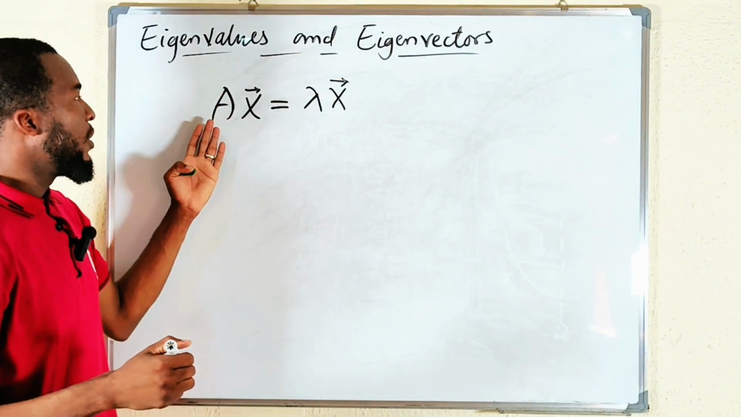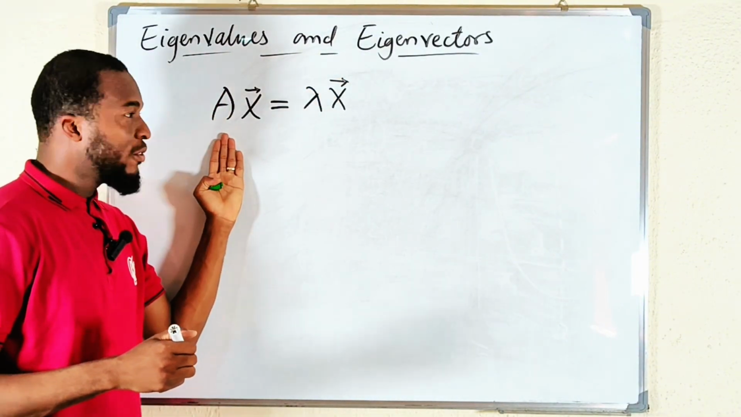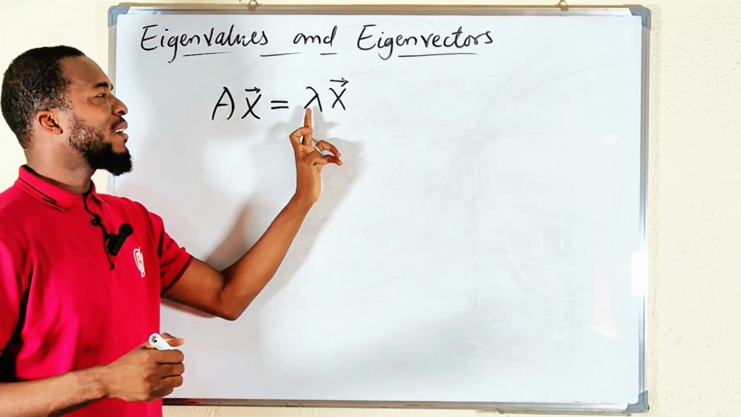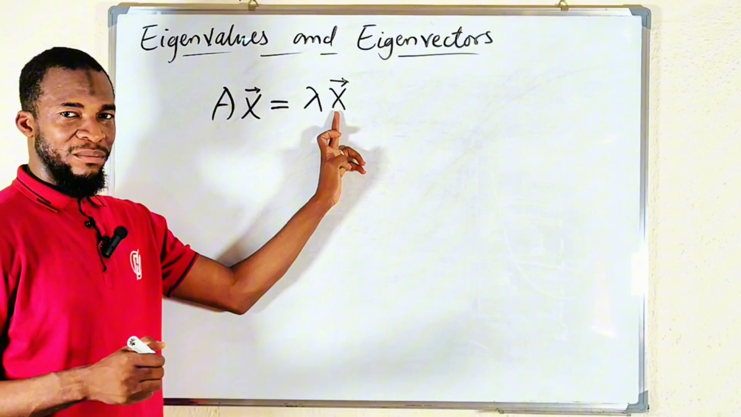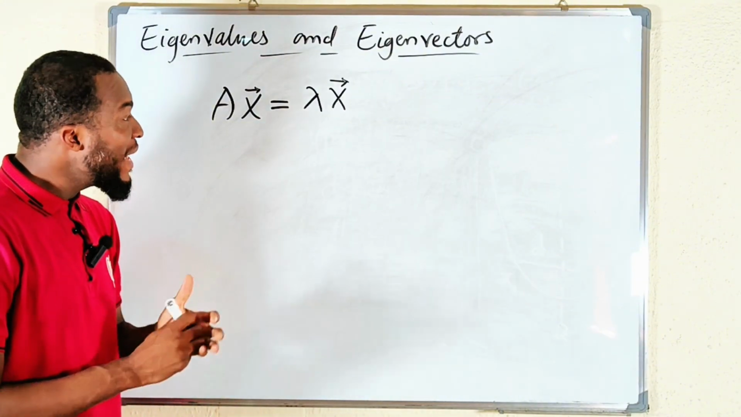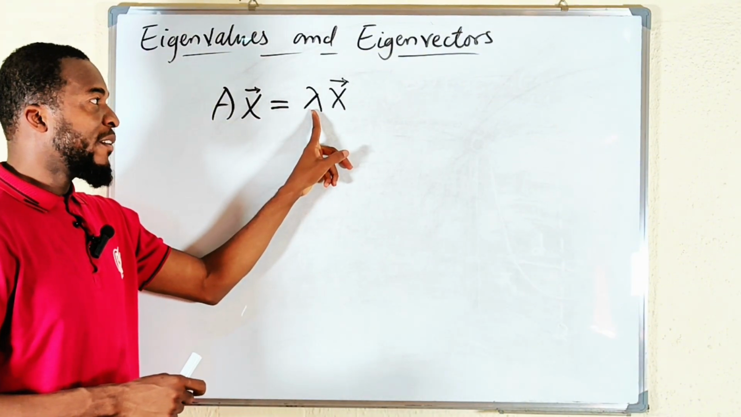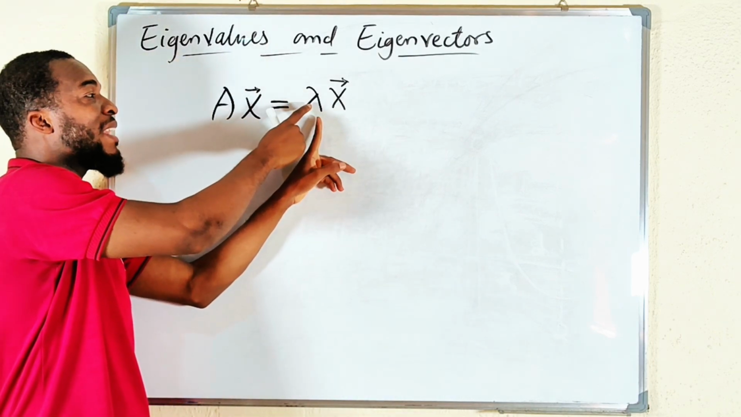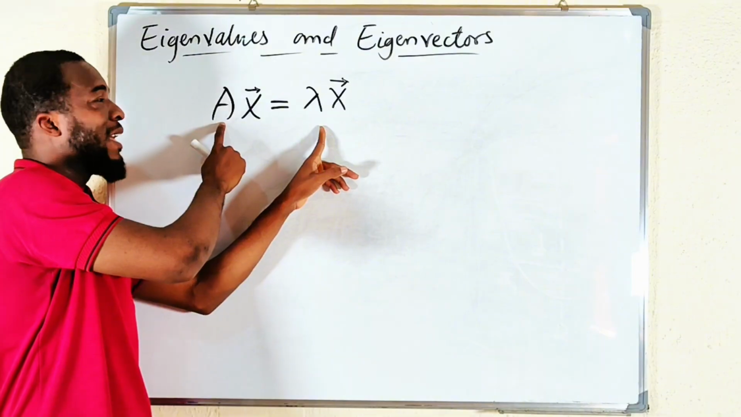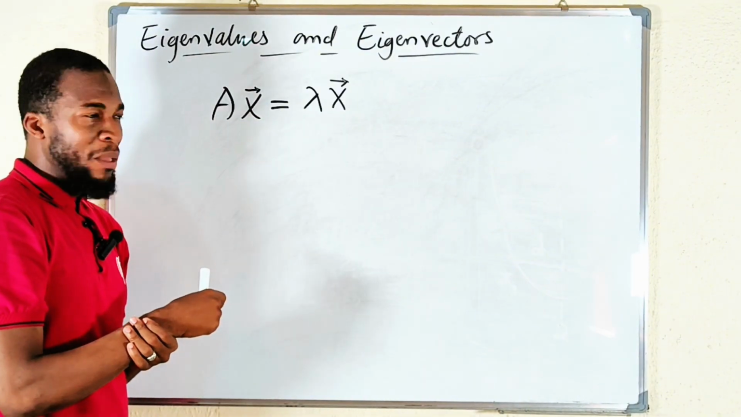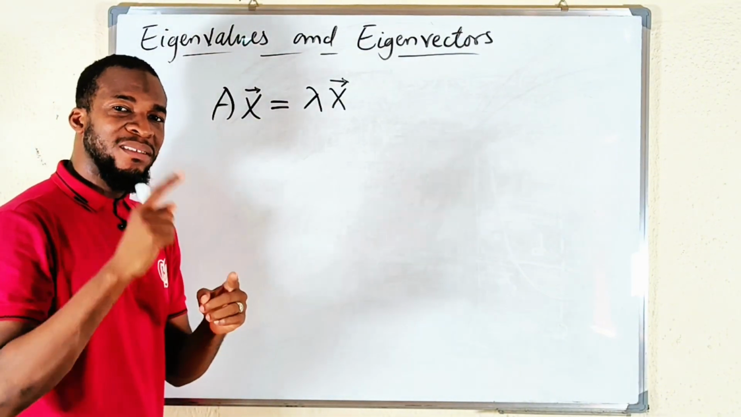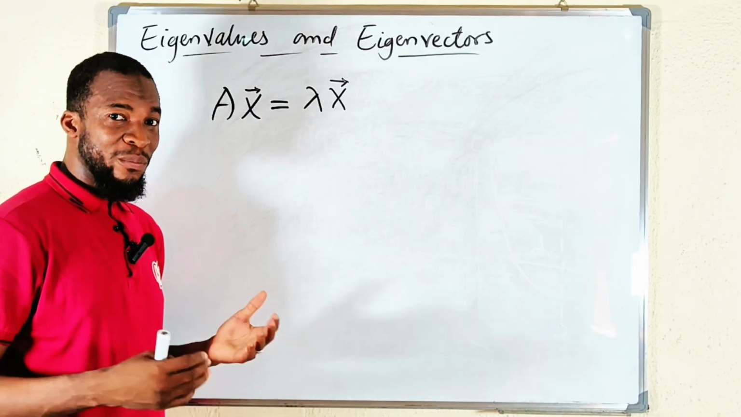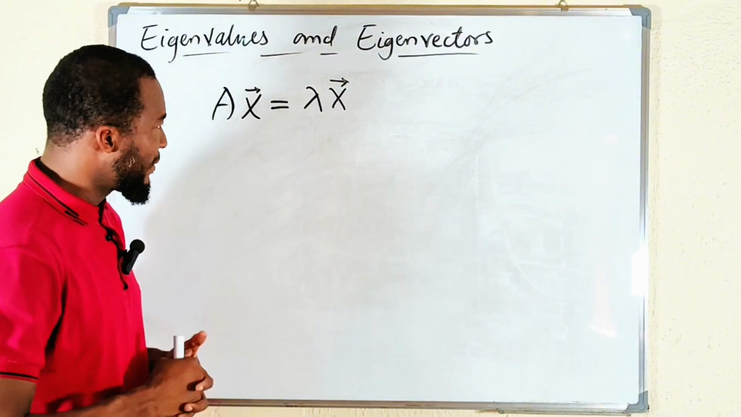So instead of using this particular matrix A to transform this particular vector, you can also use that scale factor to transform it. Yes, all the same, provided this scalar factor, which we call the eigenvalue, is indeed an eigenvalue of this particular matrix A. Because every matrix has eigenvalues and eigenvectors, though not always real, sometimes they could be complex.